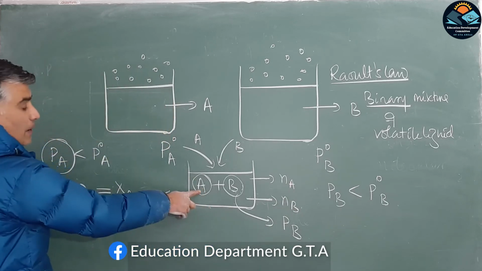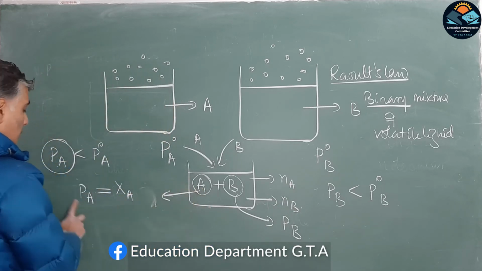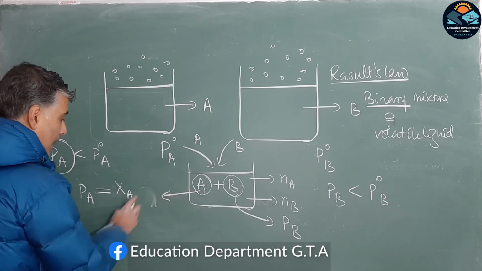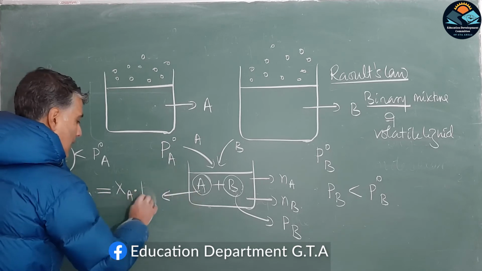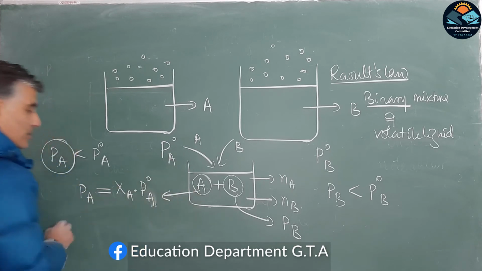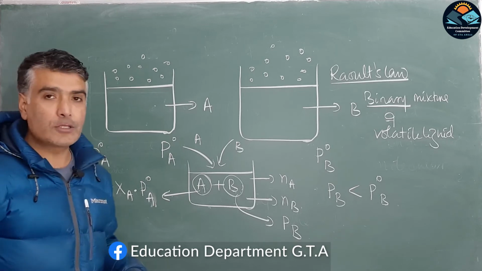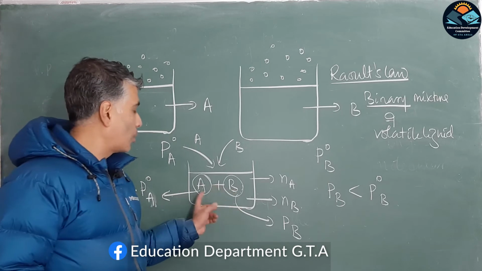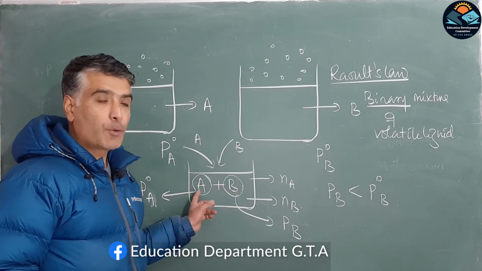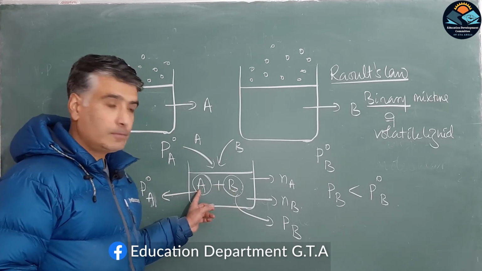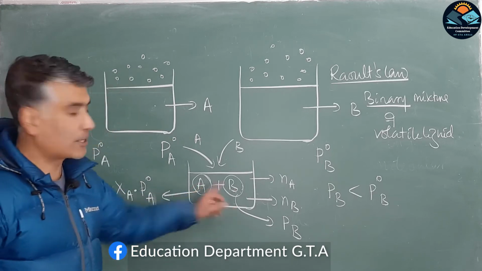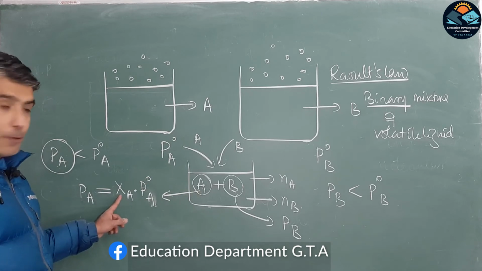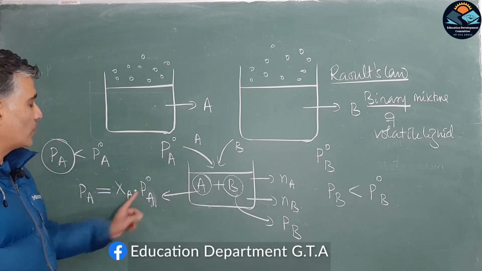So I want to know the vapor pressure of A here in the mixture. Vapor pressure of A is given by the product of the mole fraction of A and the vapor pressure of the same A when it was in the pure state. So that's how you state Raoult's law on the binary mixture of volatile liquids: the vapor pressure of any one of the component liquids is given by the product of its own mole fraction, not the mole fraction of B. You want to get the vapor pressure of A in the mixture, so you have to use the mole fraction of A only and the vapor pressure of the same A when it was in pure state.